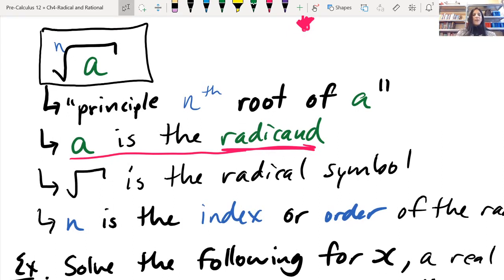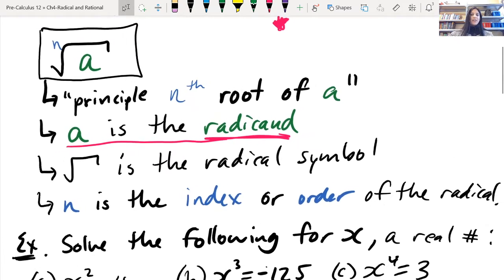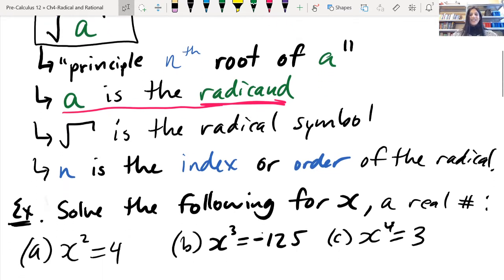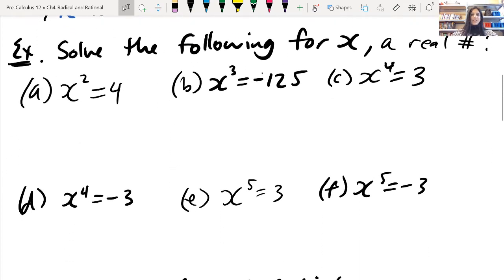And then just some quick vocabulary stuff. I'm not going to spend time on this. You can read through this on your own. You don't necessarily need to know this, but it's just good to have a little bit of background sometimes. So I will leave you to reading through that and looking at that yourselves. And we'll dive into the first example.